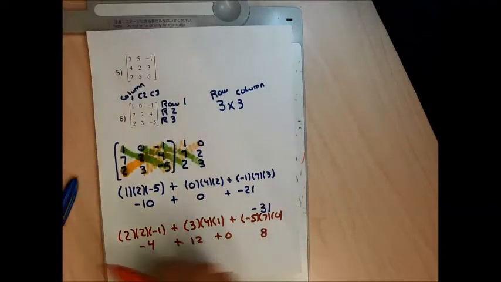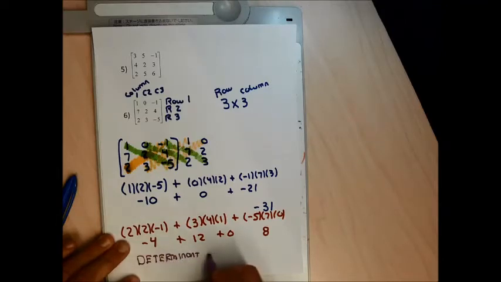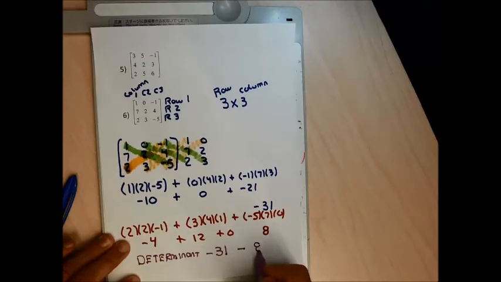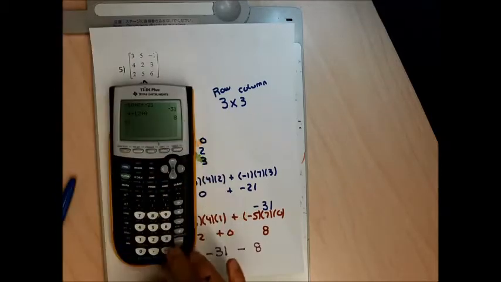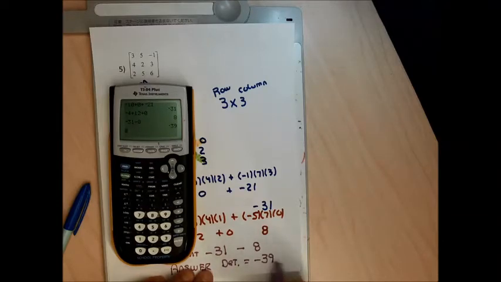Now I'm going to subtract these 2 numbers. The determinant for this matrix is what you get when you subtract these 2 numbers. So I need to do 6 multiplications, and each 3 multiplications gives me a number. The first number I got was negative 31. The second number I got was 8. And negative 31 minus 8 is going to be the determinant of this matrix. And the answer to problem 6 is the determinant equals negative 39. That's the right answer because I've done this on my calculator.